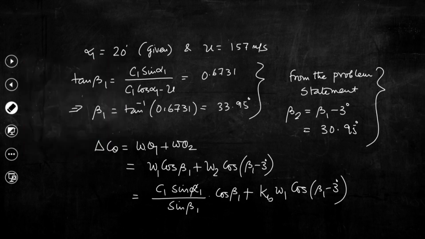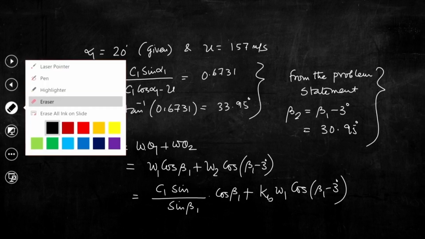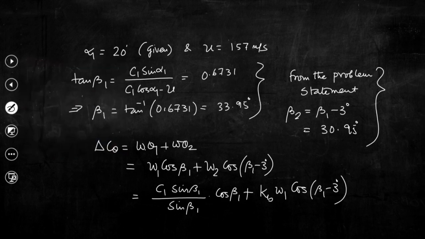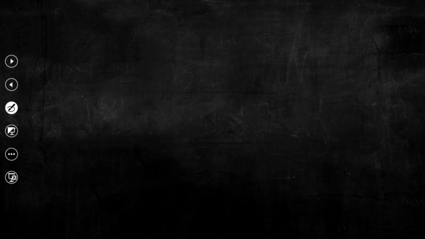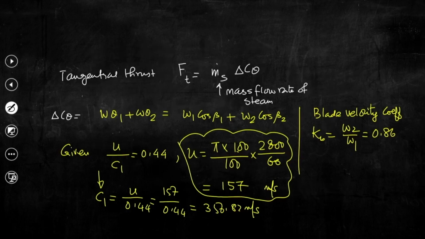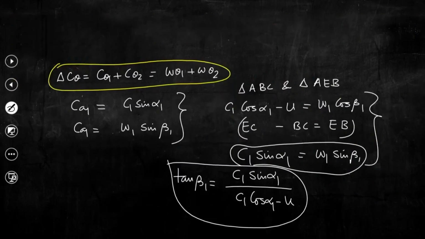So, why I am writing it? So, this is beta 1. See, in this expression everything is known, C 1 is known, beta 1 is known, beta 2 is also known, kb is known, then we can calculate what would be delta C theta. And if we can calculate delta C theta, then tangential thrust Ft will be equal to m dot s into delta C theta, that you can calculate. I am not calculating because this m dot s is given, that is equal to that given 10 kg per second.